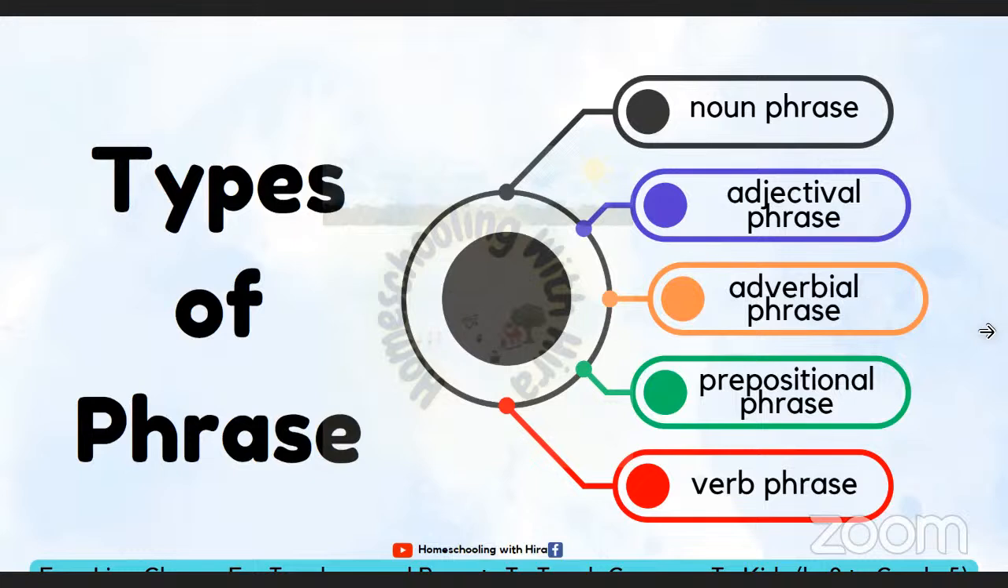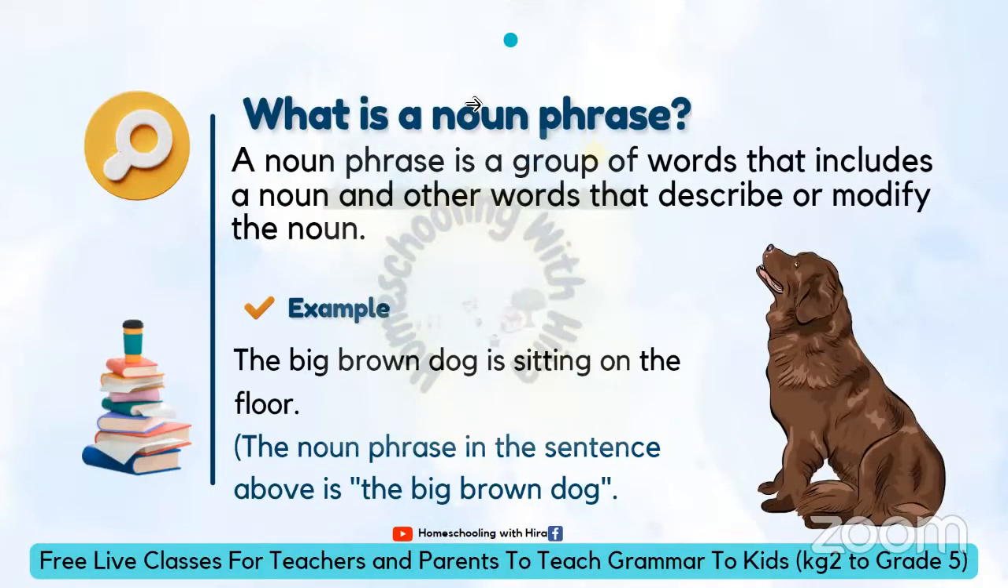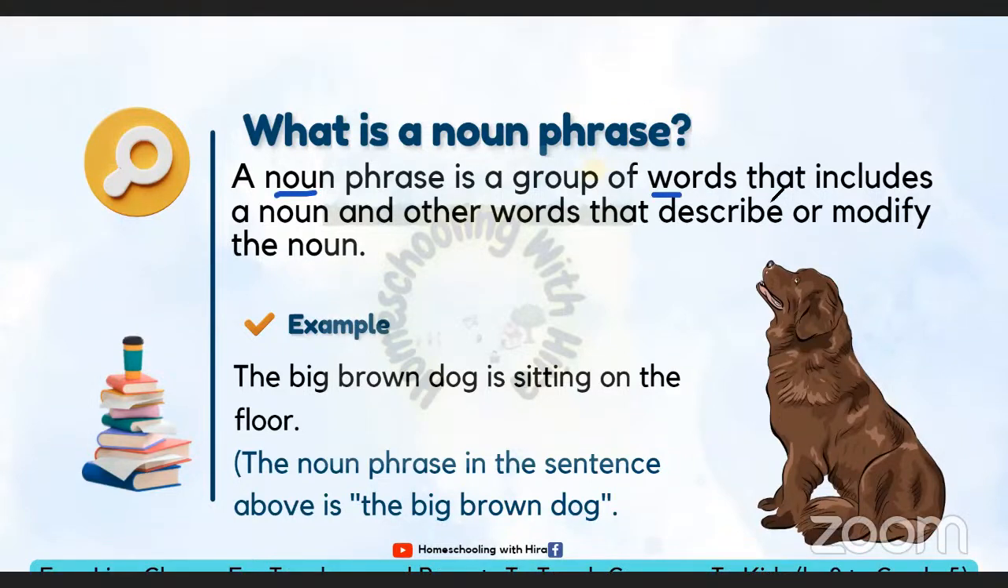So now let's see what these types are. First of all, we have the noun phrases. So a noun phrase is a group of words that includes a noun and other words that describe or modify the noun. Noun phrase क्या होता है? Please listen to me. I'm just explaining it in Urdu, Hindi. Noun phrase क्या होता है?